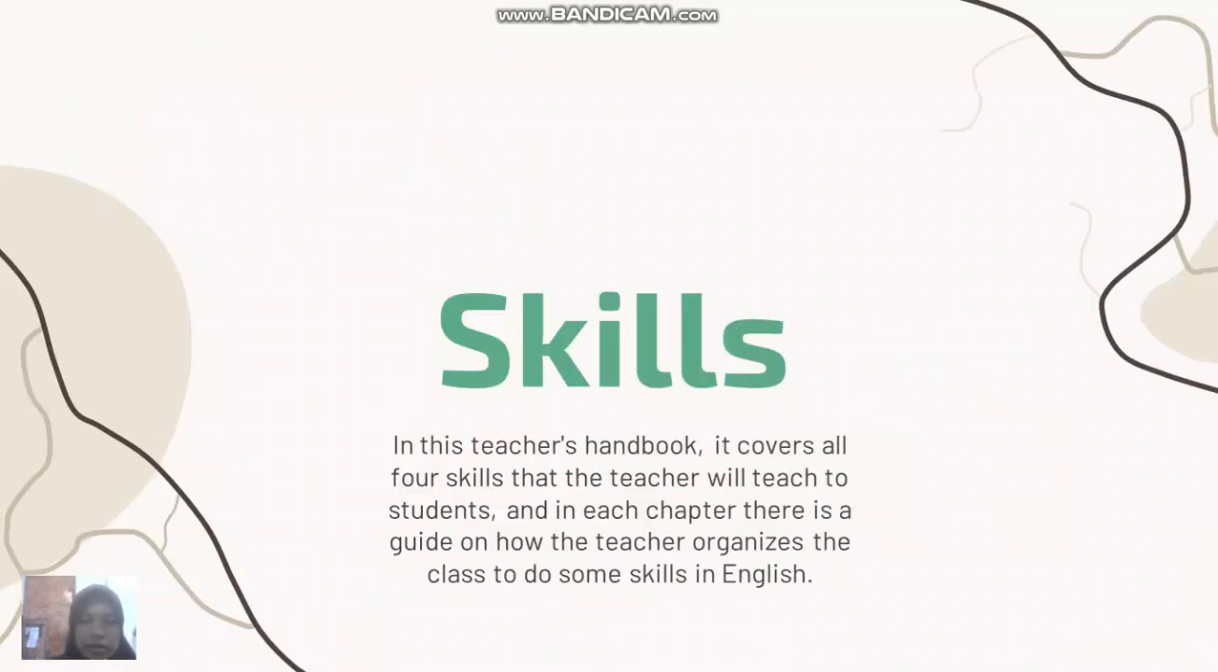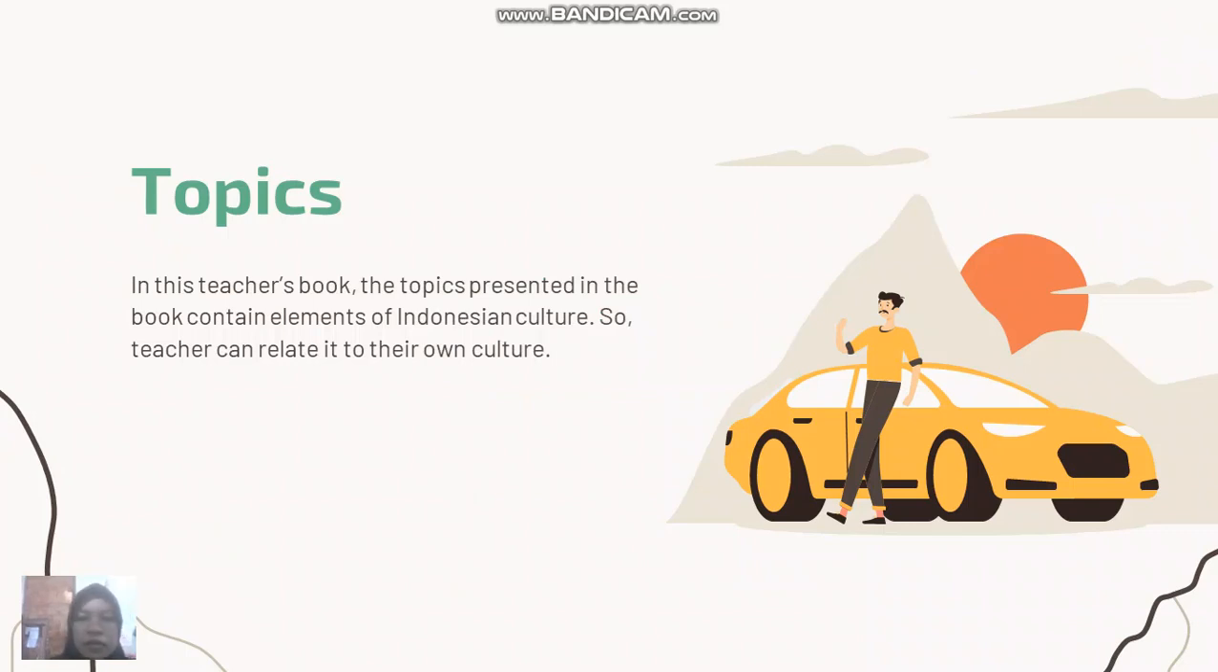In the skills criterion, this teacher's handbook covers all 4 skills that the teachers will teach to students, and in each chapter there is a guide on how the teacher organizes the class to do some skills in English. And next is topics. In this teacher's book, the topics presented contain elements of Indonesian culture, so teachers can relate it to their own culture.